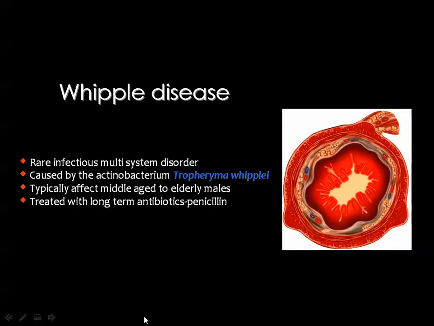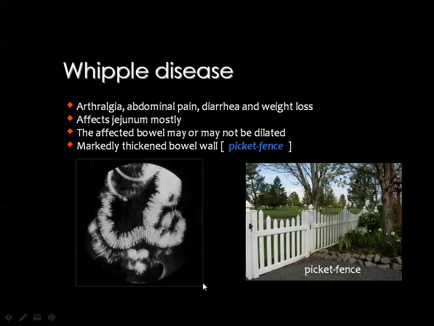Then Whipple disease is a rare infection which affects many of the systems by this bacteria, and it usually affects middle-aged and elderly males, and is treated by antibiotics and also penicillin. This disease will result in features similar to those that have been mentioned with scleroderma.